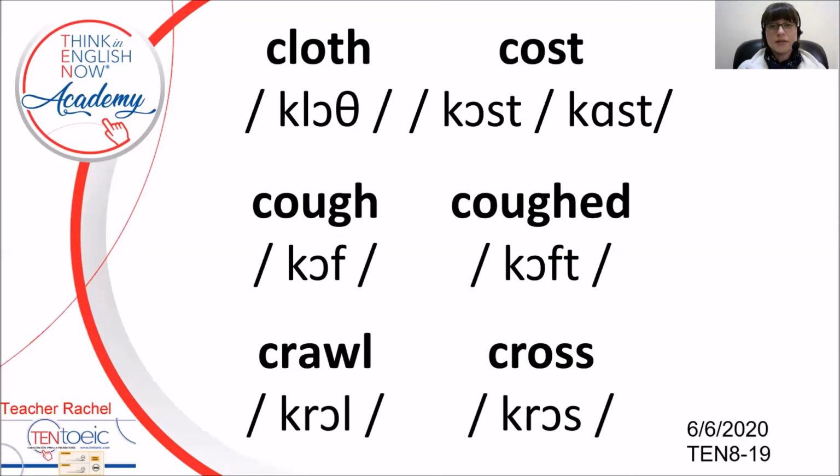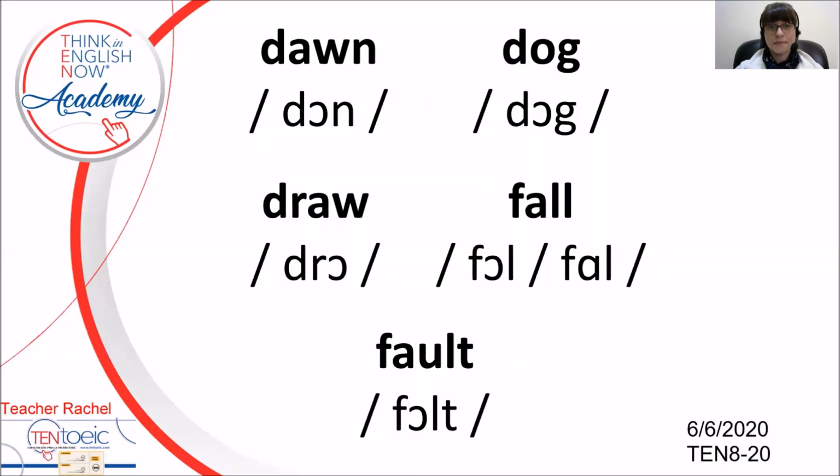Cross. One definition is a verb, when you go to the other side. I cross the street. So you go from one side of the street to the other side. I cross the street.